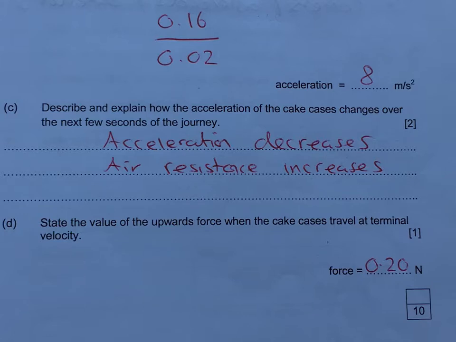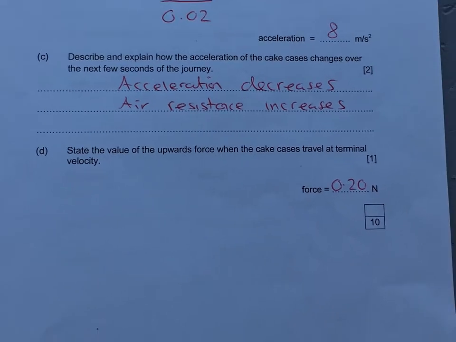So initially, when you drop the cake, the acceleration is massive. But then just remember, acceleration is the speeding up of something. So you can have a big acceleration and a small acceleration. It still means the speeding up. So the acceleration is decreasing there.